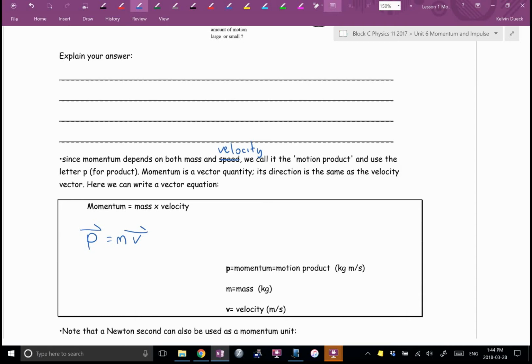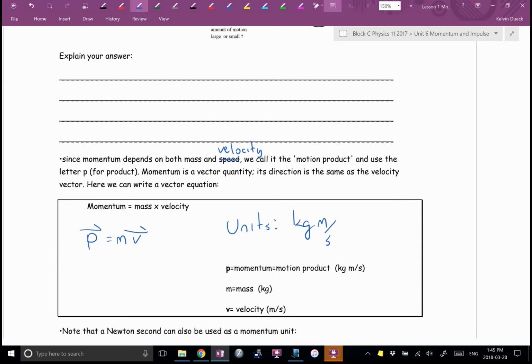What would the units be? What are the units for mass? Kilograms. What are the units for velocity? What are the units for momentum? Kilogram meters per second. Now that's a bit of a mouthful, and often for longer units we give them a special name. For example, a Newton was actually a kilogram meter per second squared because it was a mass times an acceleration. They haven't given this one a name.